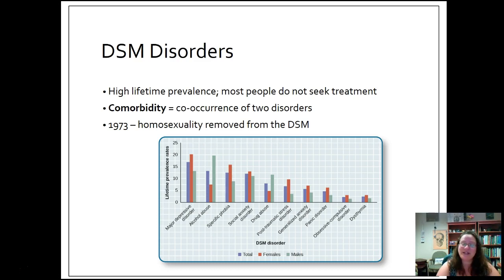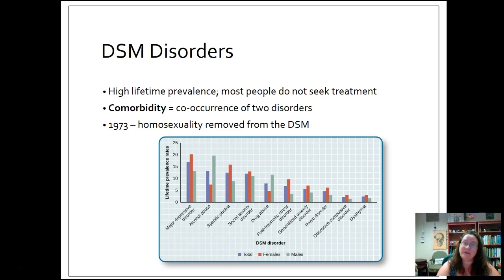DSM disorders, if we look at them across the lifespan, we see that there's a high prevalence of experiencing at least one disorder. Many people will not seek treatment for these disorders. We also see a high prevalence of comorbidity, so that's having 2 or more disorders co-occurring. And it's interesting because what is in the DSM is what we consider abnormal behavior. So that's the behavior that we consider abnormal.